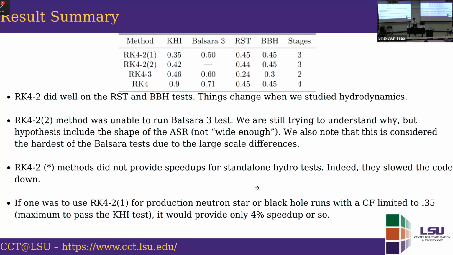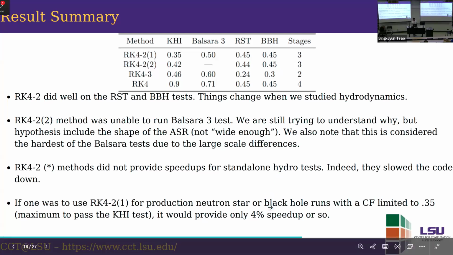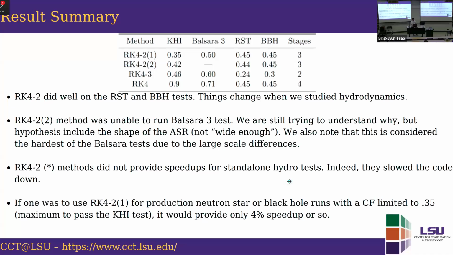And so the RK42 family, the two-step method family, did not produce any speed up for our hydro tests. In fact, they slowed the code down when we tried it because we had to reduce the time step. But if we were to use these methods for a production neutron star black hole run with a limited CFL, they would still provide a speed up, right? So if we pick CFL to 0.35, they would provide a 4% speed up compared to RK4 still.